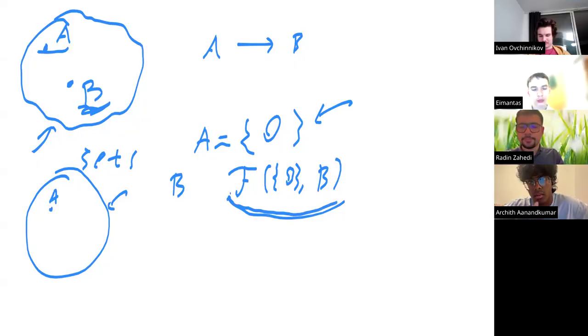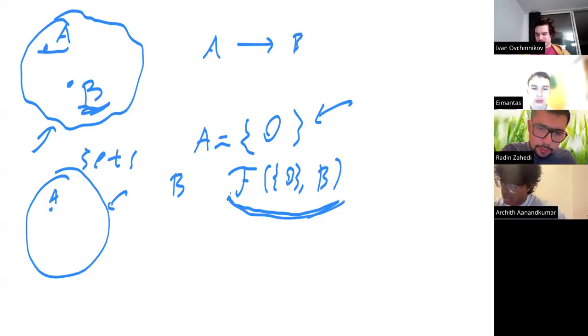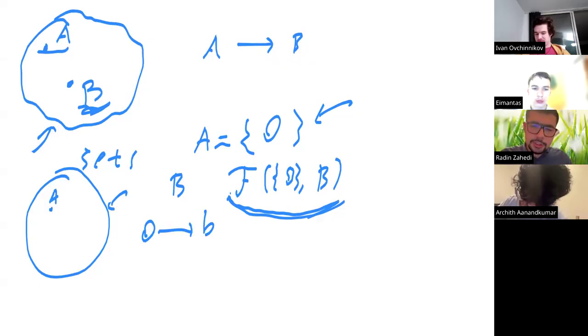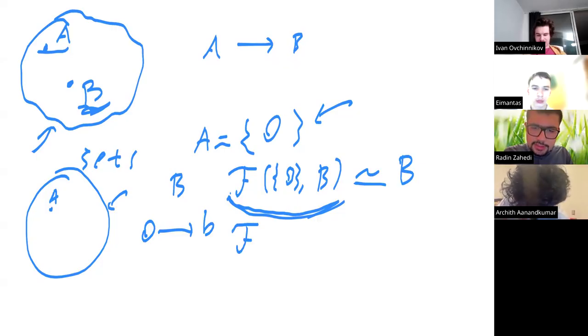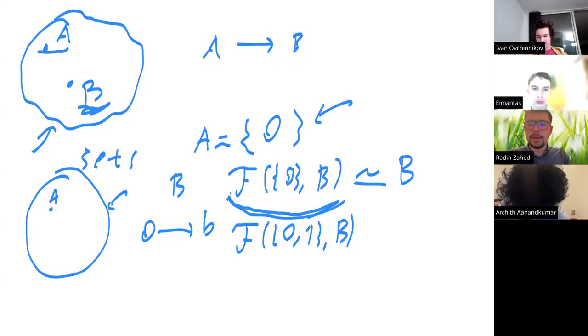Is it like the functions that map that one element to a single element in B, and then every element in B is every function? Exactly. So it's all those functions mapping this zero to each element of B. So it would roughly be B itself, right? Or if, for example, I give another example, we could make it a set on two elements. And again, this would be B to the power of 2, right?